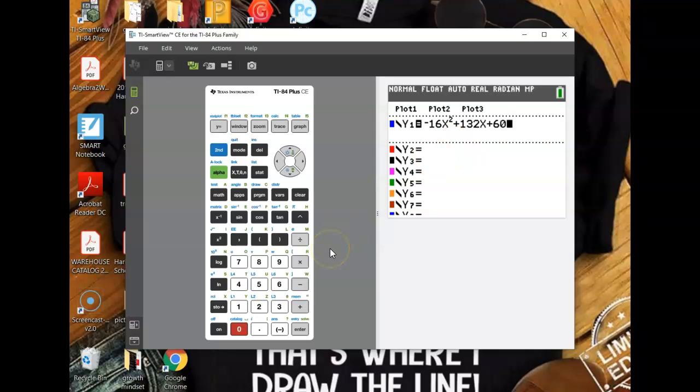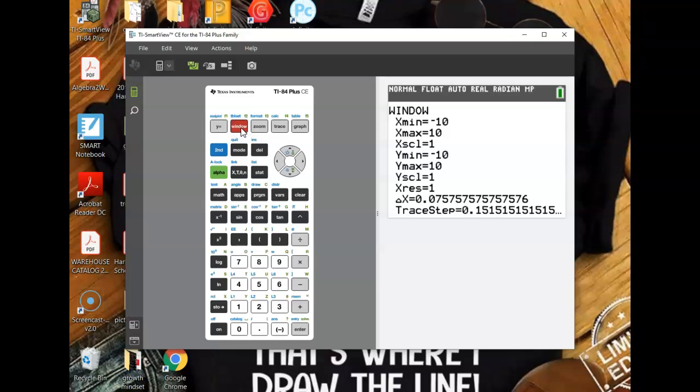All right, now we need to choose an appropriate window. I'm going to go to window. What did we say the x is representing?